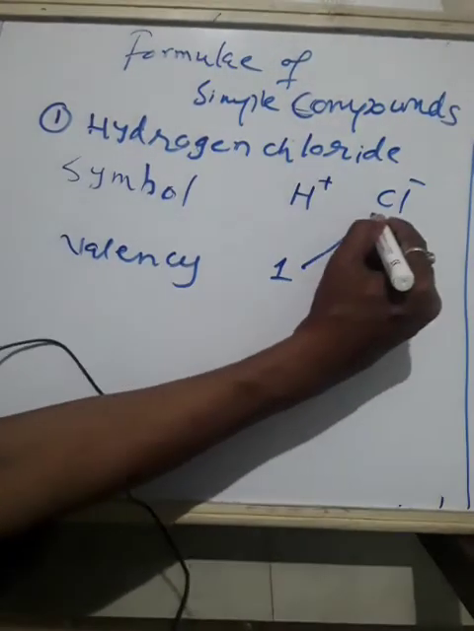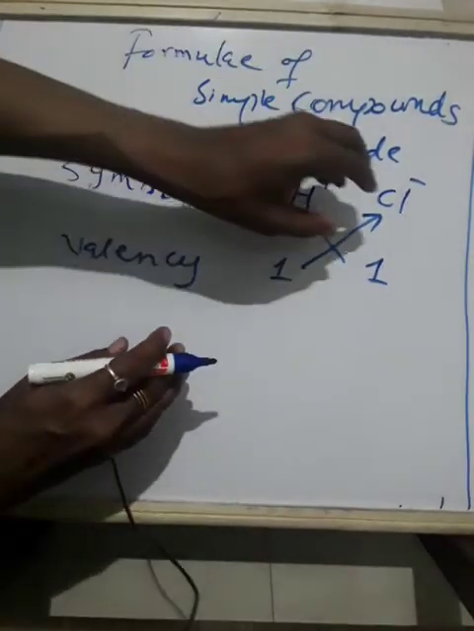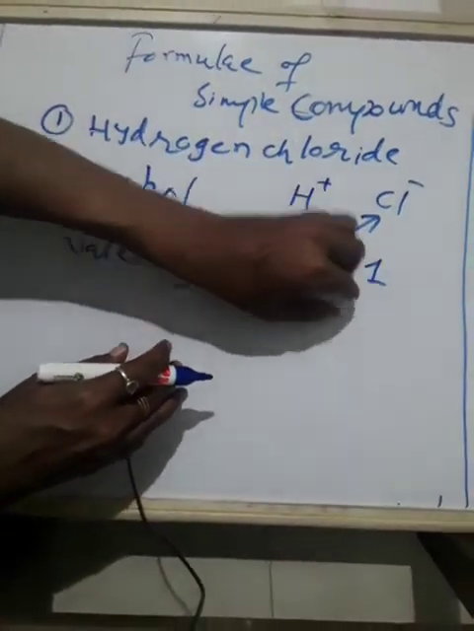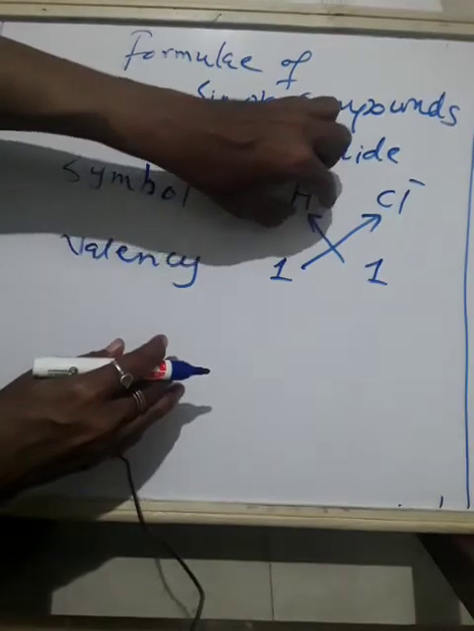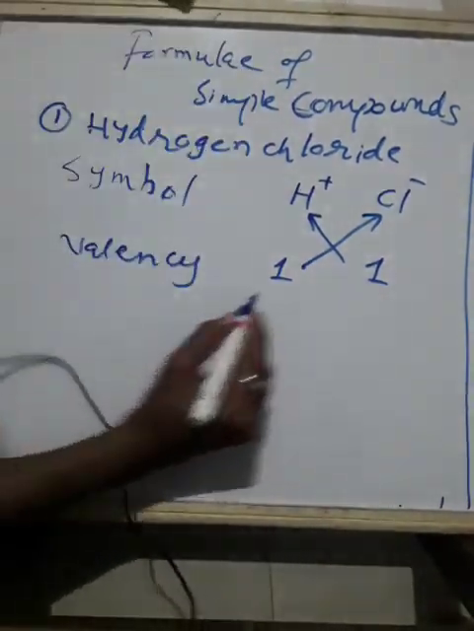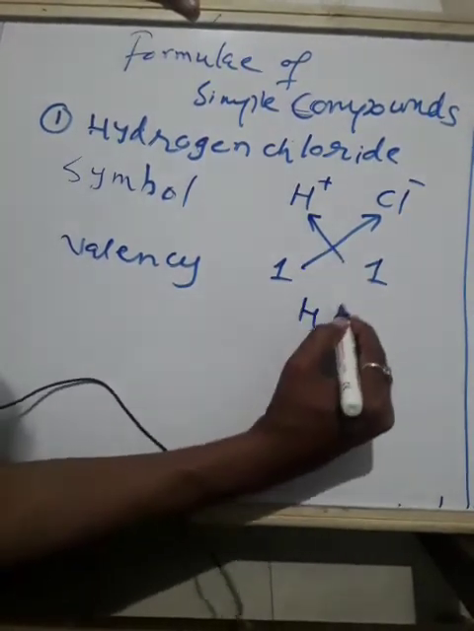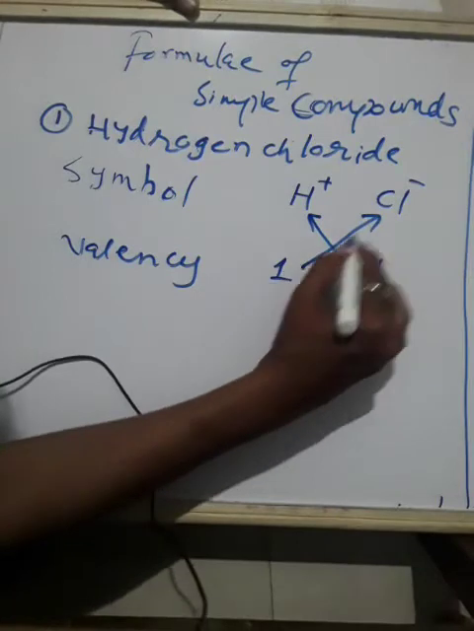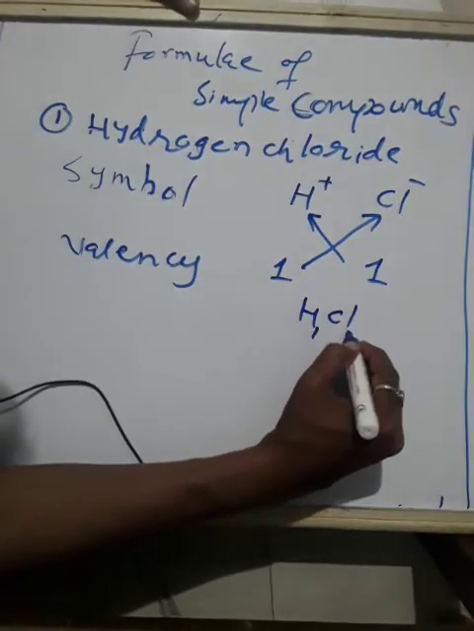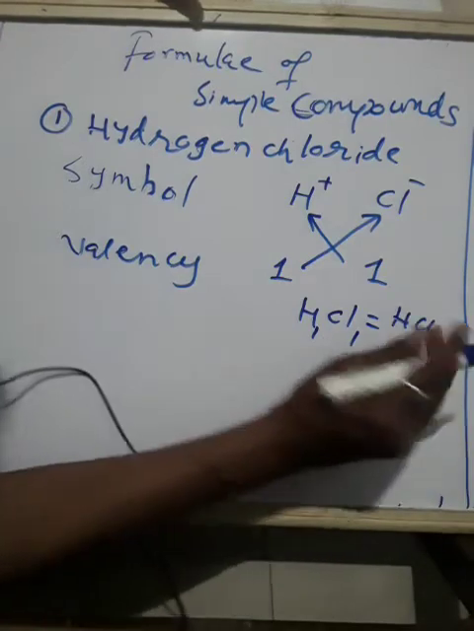Crisscross means what happens actually here? The 1 below the chloride will go and attach with hydrogen. Actually it will become H1 taking chloride's valency, and chloride will take hydrogen's. So how many will chloride take? 1. So 1 is negligible. We write HCl, it is understood.